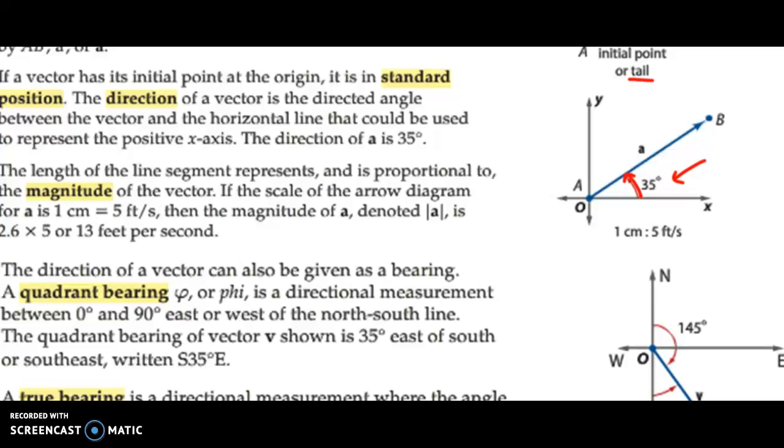The magnitude of this one is the length of the vector. That's called our magnitude. The way we do that is down here it says 1 centimeter is equal to 5 feet per second. So you could take a ruler and measure how long this is. According to the book, if I measured that out, that would be 2.6 centimeters. So that would be a total of 13 feet per second. Notice that magnitude is denoted as what looks like the absolute value of A, but those two lines mean the magnitude of the vector.